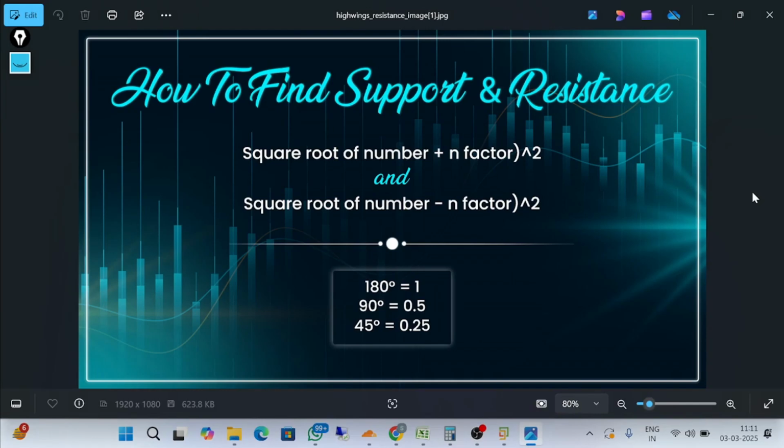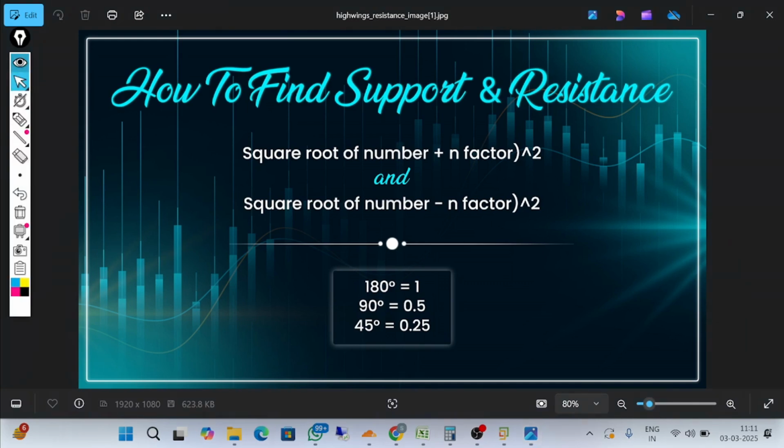Hello friends, again welcome. Today we are going to start our lesson number 3, how to find the support and resistance using the GANN formula. In a GANN formula, you can find all the support and resistance by a method.